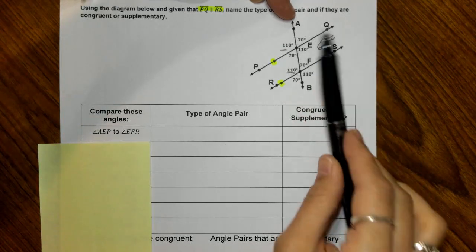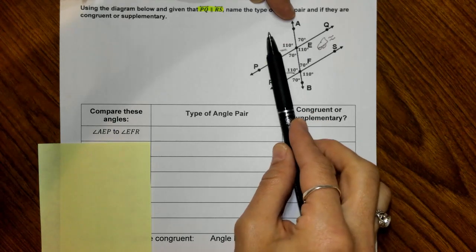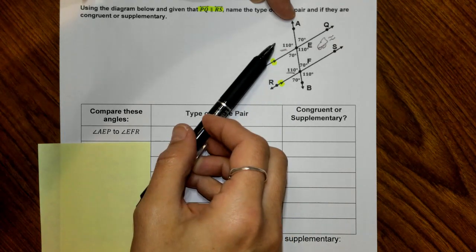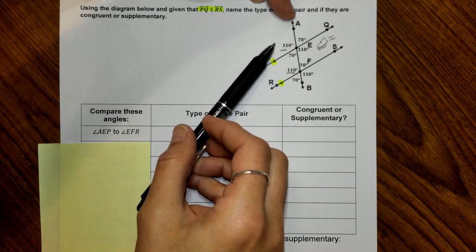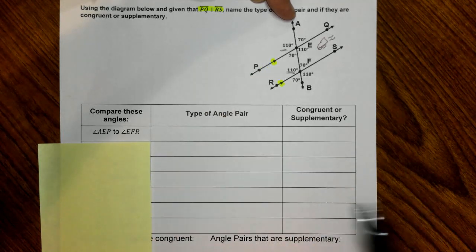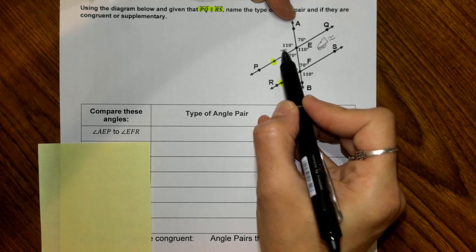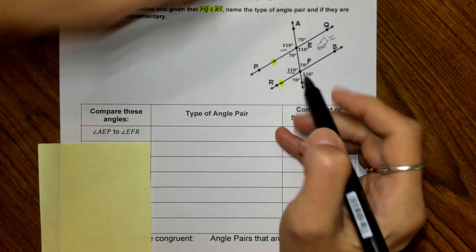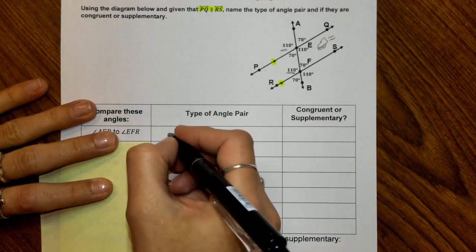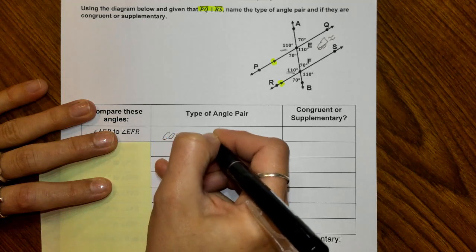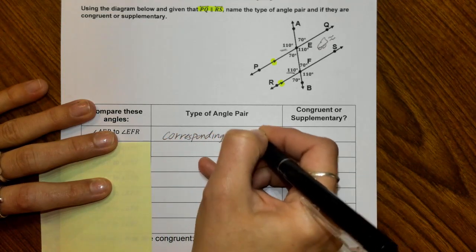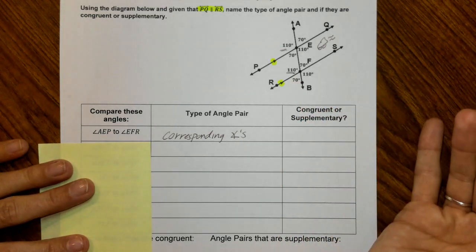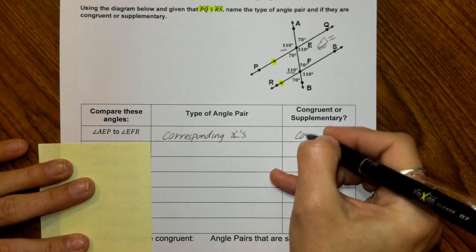We notice they're on the same side, not alternate. And we ask, are they interior or exterior? We have one interior and one exterior, so we don't have a same side interior or same side exterior kind of angle. This tells you these are corresponding. This first angle is in the top left, and down here we're also at the top left. They are in corresponding or matching positions. So, corresponding angles. I'll be abbreviating these in a minute. Congruent or supplementary? Are they the same measurement, or do they add to equal 180? We see they are the same, so we have congruent.